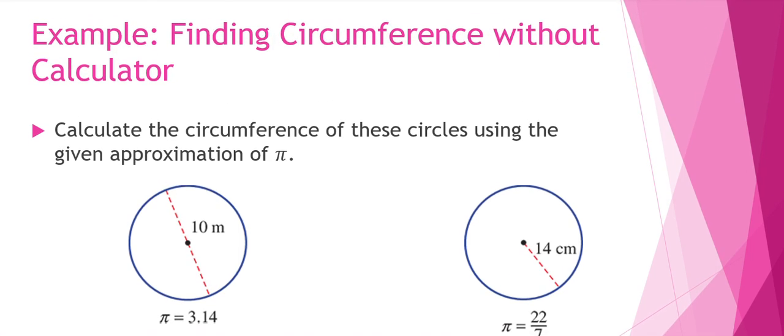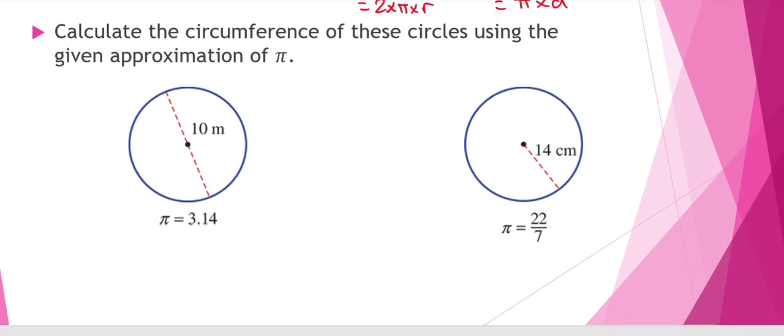Next up, we have finding the circumference without the calculator. So if you're ever given a scenario where you can't use your calculator and you need to calculate what the circumference is, it's pretty easy. Just follow the same formulas that you've learned previously. C is equal to 2 pi r, or C is equal to pi d, or in other words, 2 times pi times r, or pi times d in this case.